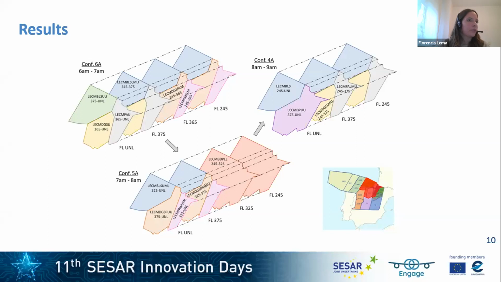And then in the third configuration, we reduce the number of configured sectors to 4, but in this case, it's the Bilbao area that merges into just one configured sector covering all flight levels.